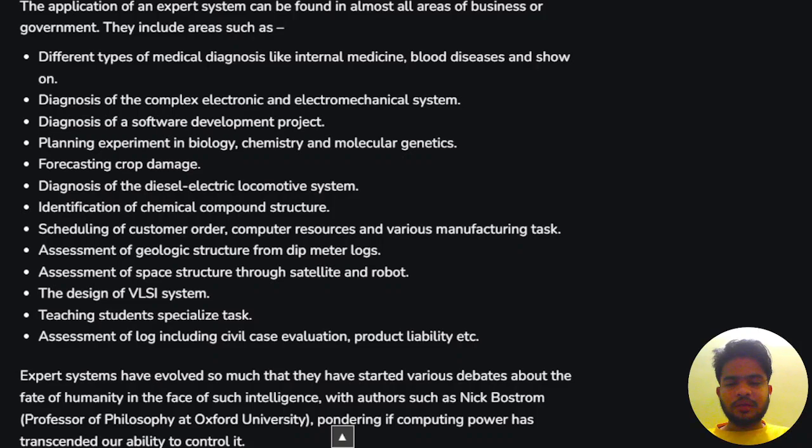Expert systems have evolved so much that they have started various debates about the fate of humanity in the face of such intelligence, with authors such as Nick Bostrom, who is a professor of philosophy at Oxford University, wondering if computing power has transcended our ability to control it.